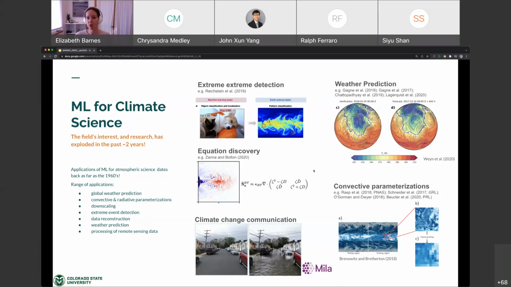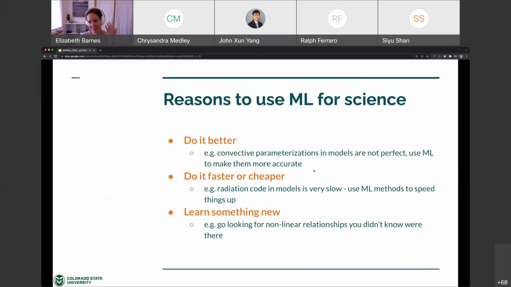Now, as a scientist, why might you want to use machine learning? Well, I think there are really three or four reasons, depending on how you slice it. The first is just to do it better. Convective parameterizations in climate models are not perfect, and people are trying right now to use machine learning to make them more accurate.